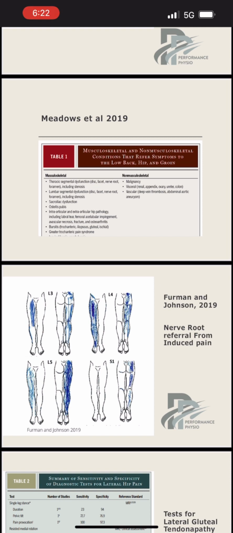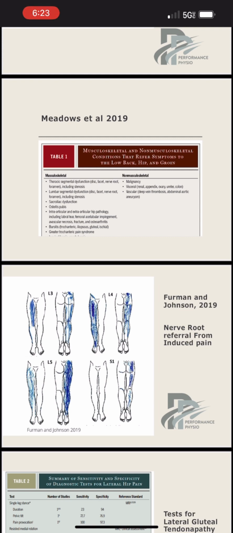This other study by Furman and Johnson in 2019 did look at induced pain into the lower extremity, into the nerve roots that referred into the lower extremity. And it shows quite a bit of overlap. You can see L3 into the front of the thigh as well as the back of the thigh and lower calf.